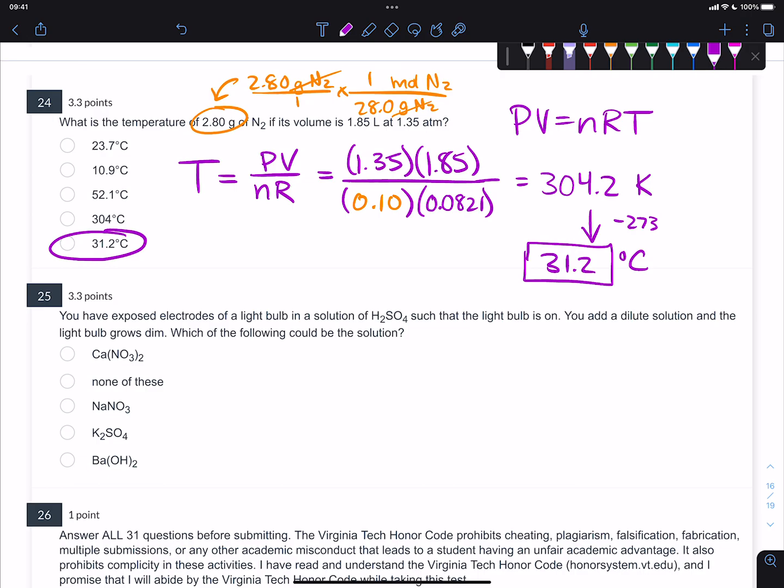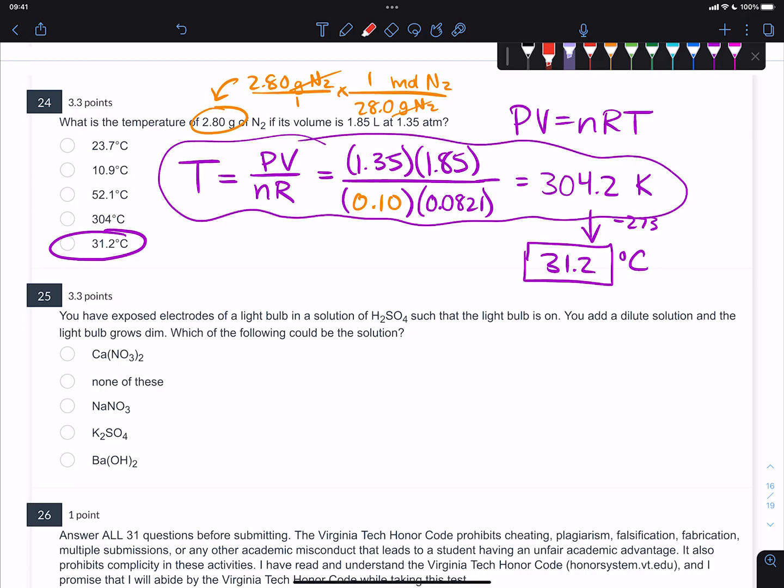Remember, when your math is done using the ideal gas law equation, your answer is going to be in Kelvin, but you need to convert to Celsius perhaps. This question's asking you to do that.